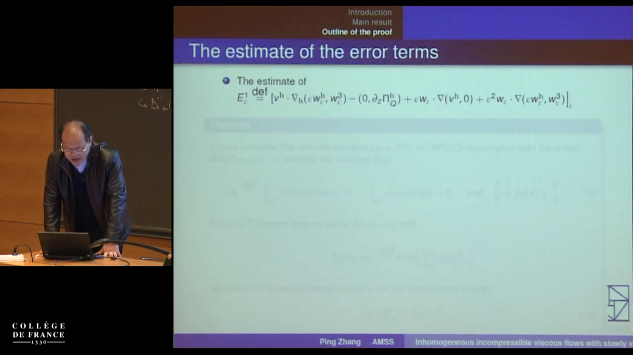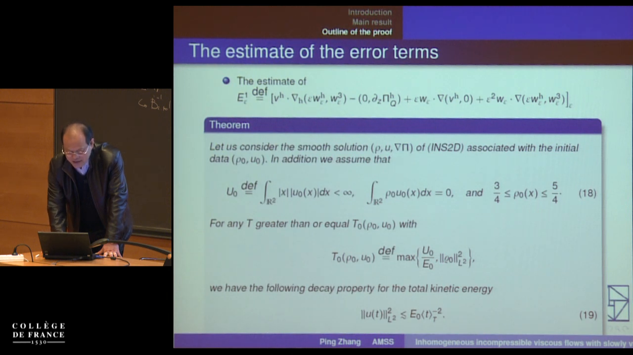First, let's turn to the estimate of this E1 epsilon, which can be written like this. This estimate lies on the estimate of this v_h and this correction term. Because here the initial velocity and the initial density are not small in this isentropic space, all this estimate will depend on the decay estimate for the 2D inhomogeneous Navier-Stokes system.